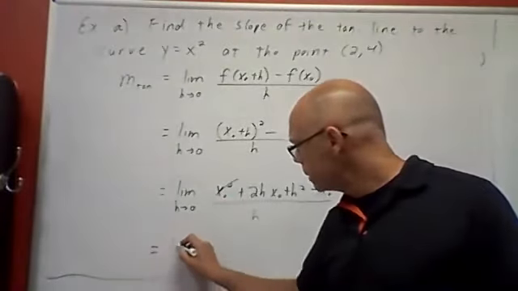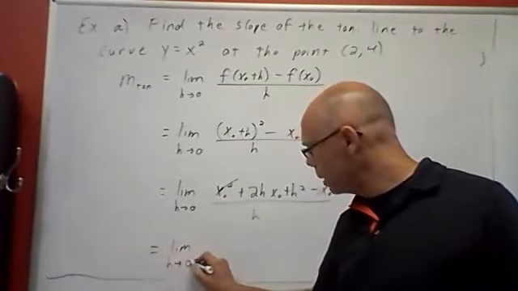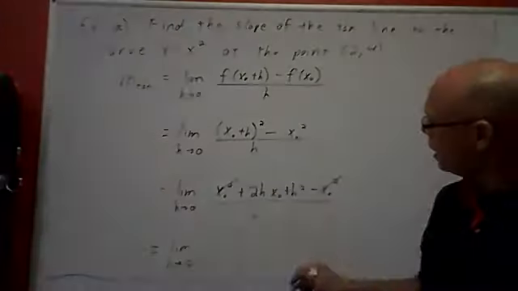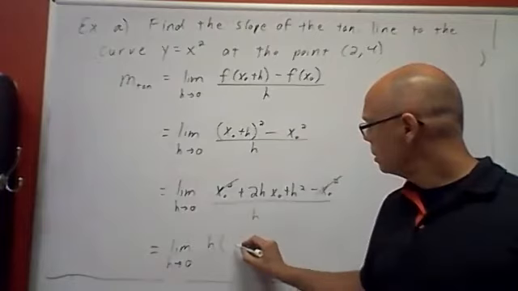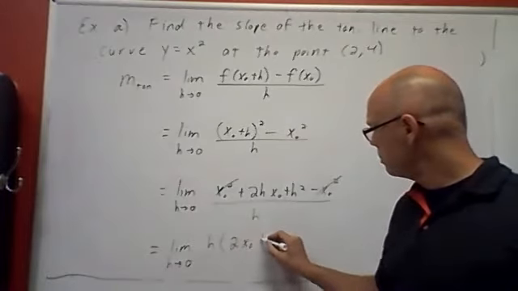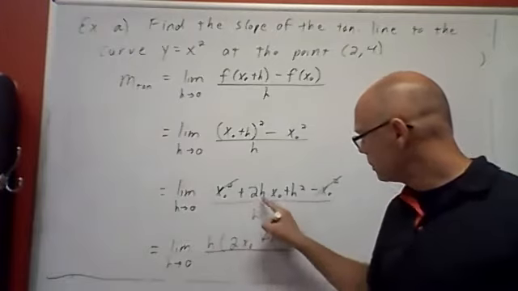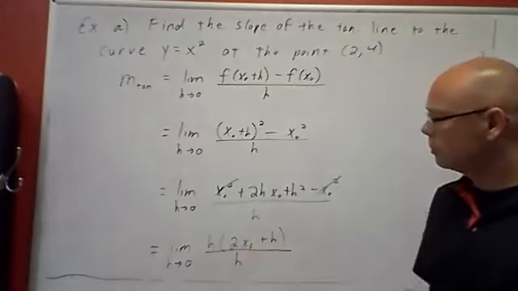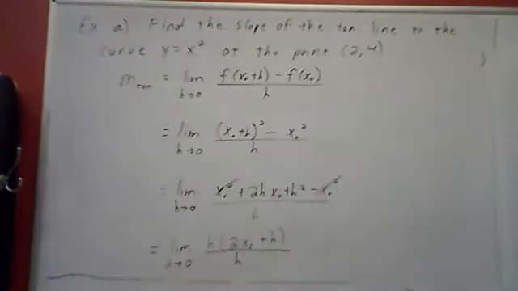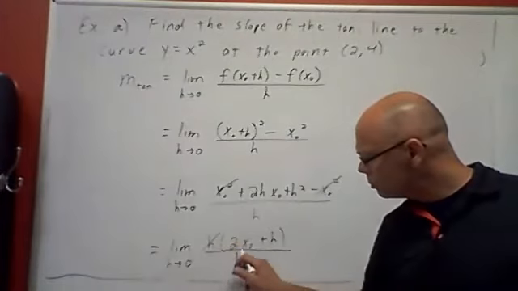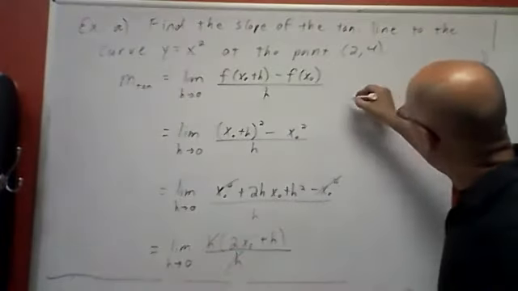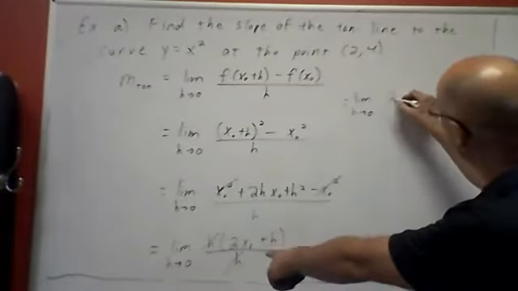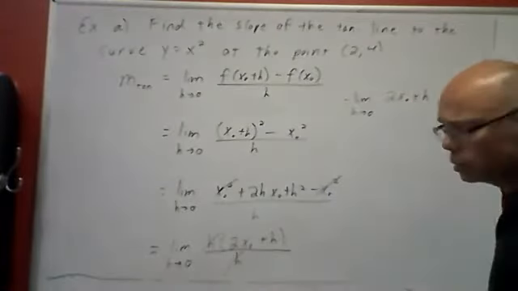So I have the limit as h approaches 0 of, now in my numerator, I can factor an h out of each one of these terms right here. Now I have h times 2x naught plus h. Remember, I'm just factoring h out of here and here. All over what? H. So what happens to these h's? They divide out. And you have the limit as h approaches 0 of 2x naught plus h.